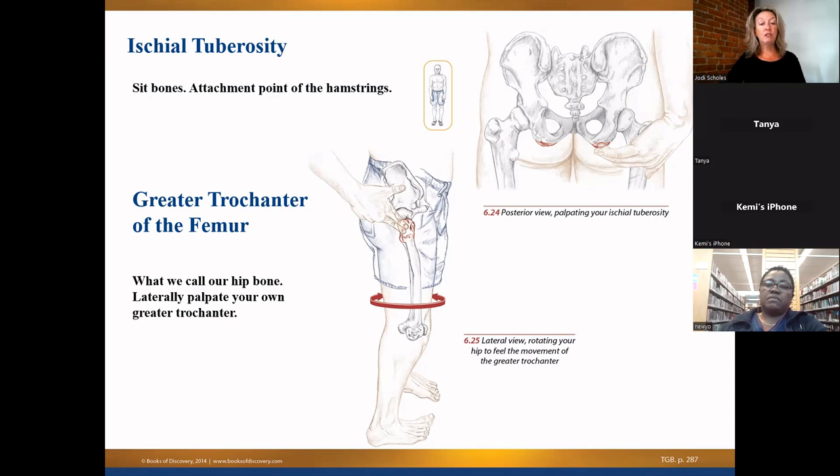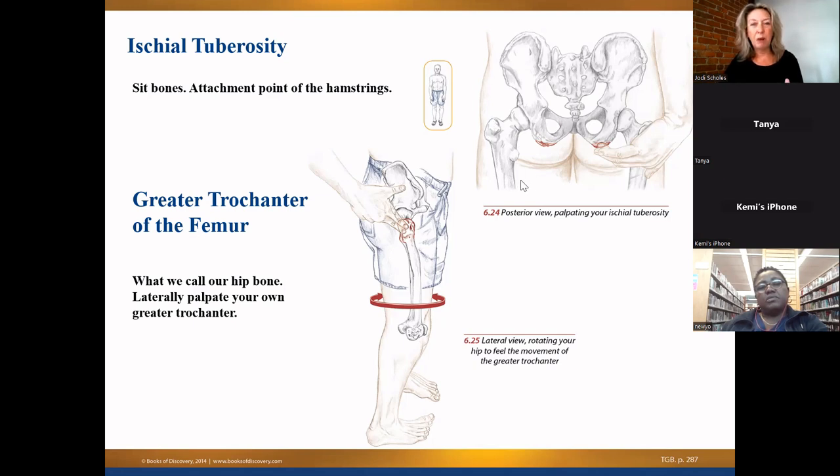Let's take a look at the greater trochanter of the femur. So here's the femur, that long bone on the upper leg. And we have a greater and a lesser trochanter. Trochanter is just a bony landmark, and it's an attachment point for a bunch of muscles as well. But I just want you to be familiar with the language. The greater trochanter is on the lateral side of the femur, and the lesser trochanter is on the medial side. You can actually see it really good here. Here's the lesser trochanter, and here's the greater trochanter.